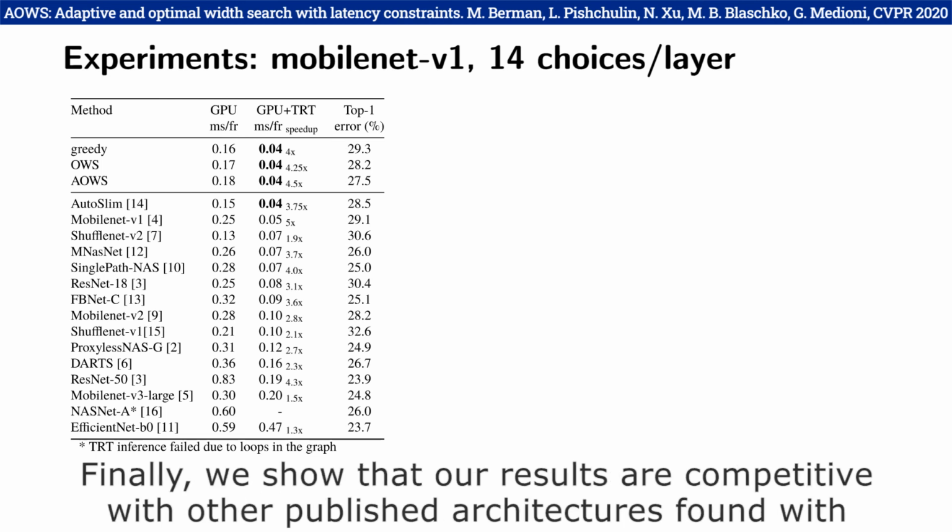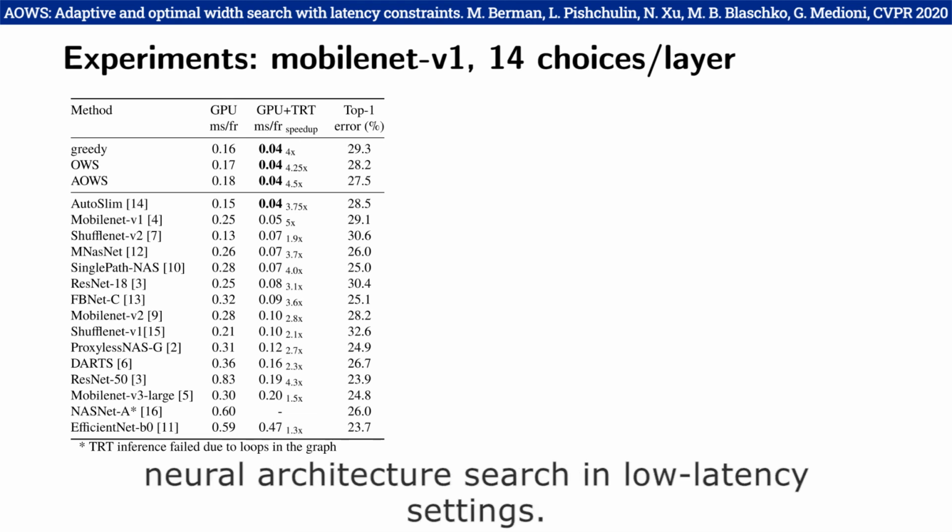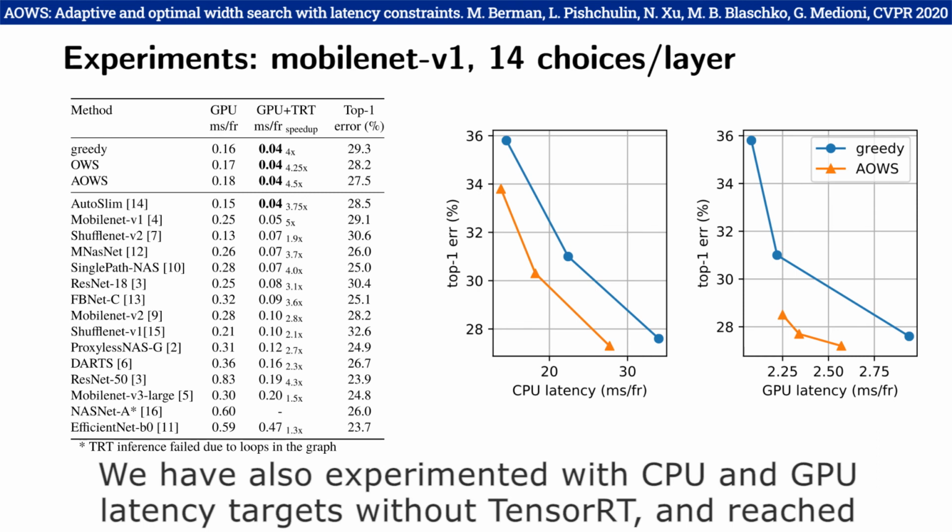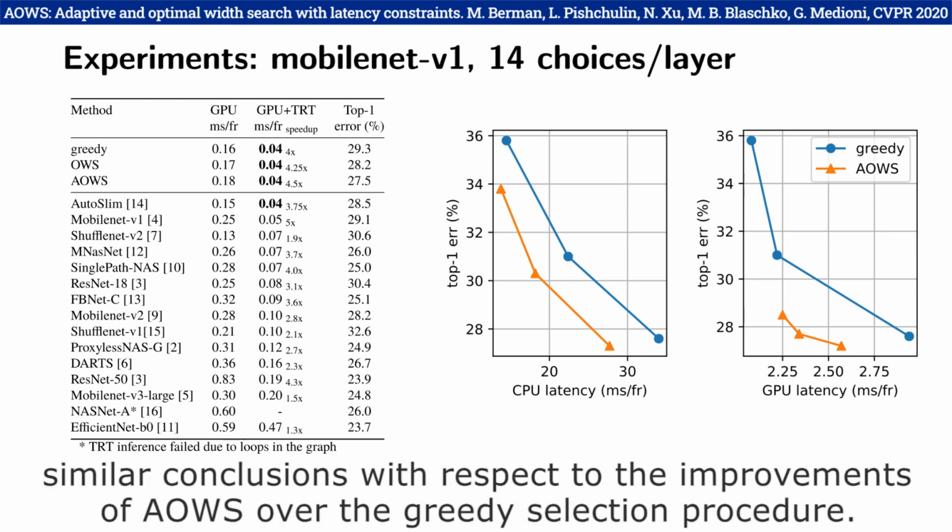space. Finally, we show that our results are competitive with other published architectures found with neural architecture search in low latency settings. We also experimented with CPU and GPU latency targets without TensorRT and reached similar conclusions with respect to the improvements of AOWS over the greedy selection procedure.